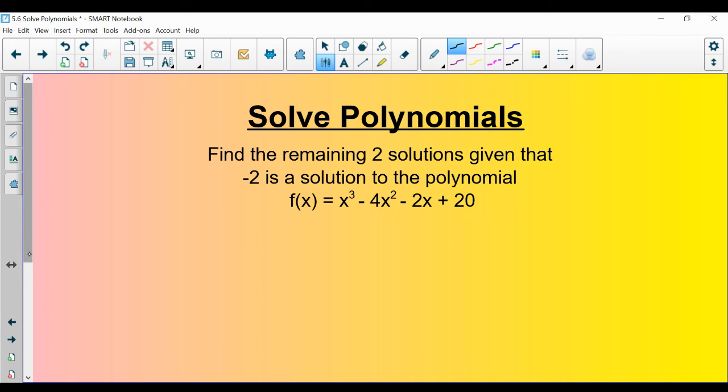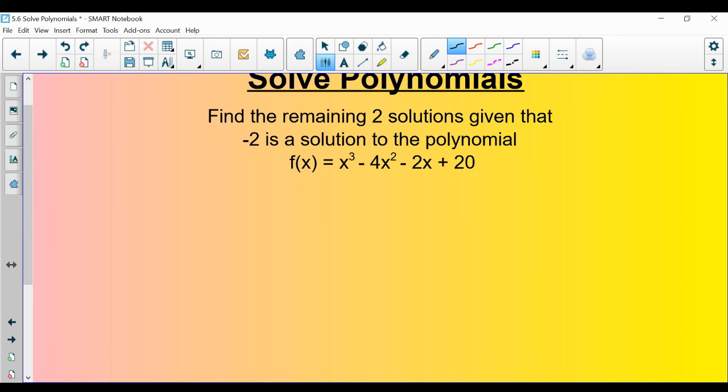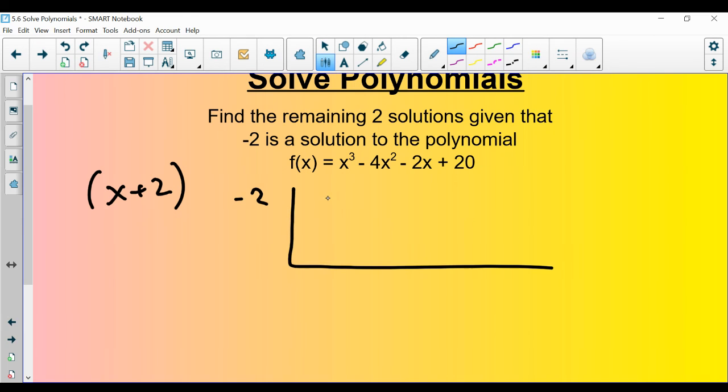This is the last problem we're going to do, and this one is also fairly difficult. It says that we need to find the remaining 2 solutions given that x minus 2 is a solution. Remember, if x minus 2 is a solution, that tells us that x plus 2 is a factor, because -2 would make that 0. So we need to divide by x plus 2, or put -2 on the outside.